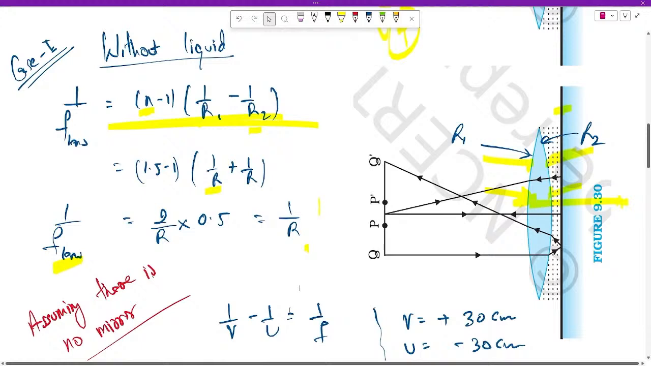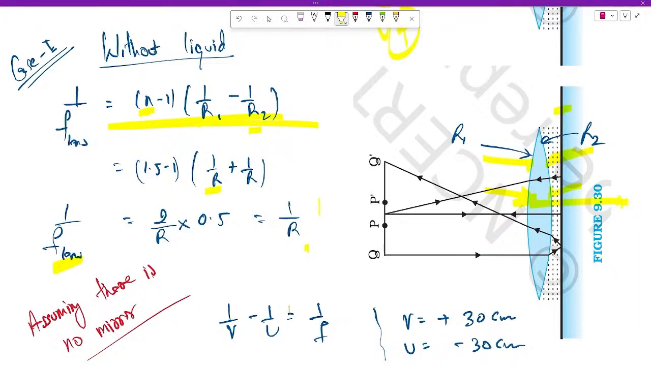Now in this case, without the liquid, the image and the object were at 30 centimeter in front of this lens. So we can assume that v equals 30 centimeter when there is no plane mirror, and when there is a plane mirror, then v would be equal to minus 30 centimeter. For simplification, I have just removed this plane mirror, so v would be 30 centimeter and u would be minus 30 centimeter.